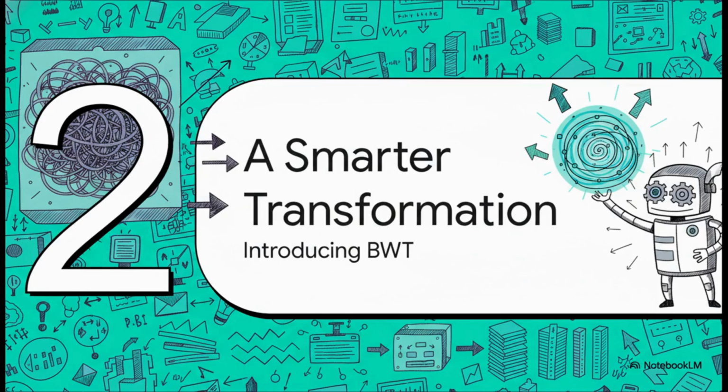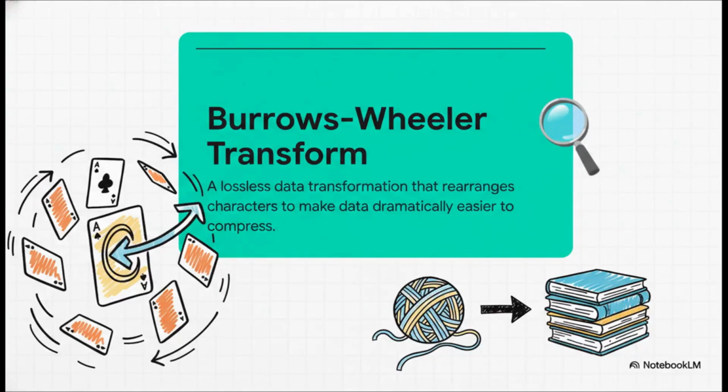This is where a truly ingenious algorithm comes into play. Let's break this down a bit. The Burrows-Wheeler Transform, or BWT for short, is the star of our show today. Now, the key word you really got to focus on is transformation, not compression. It doesn't actually shrink the data itself. Instead, it ingeniously shuffles the data's deck of cards in a very specific way.